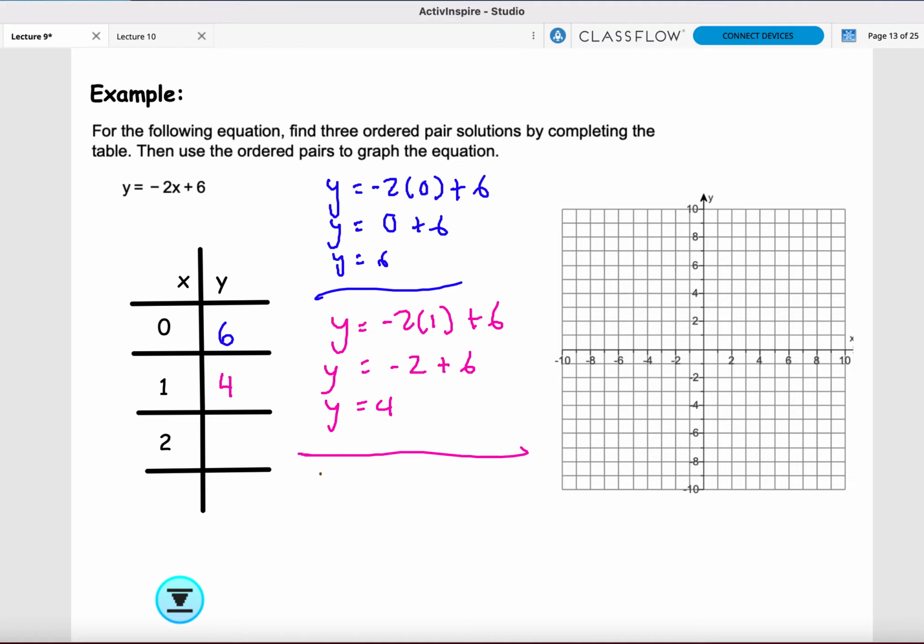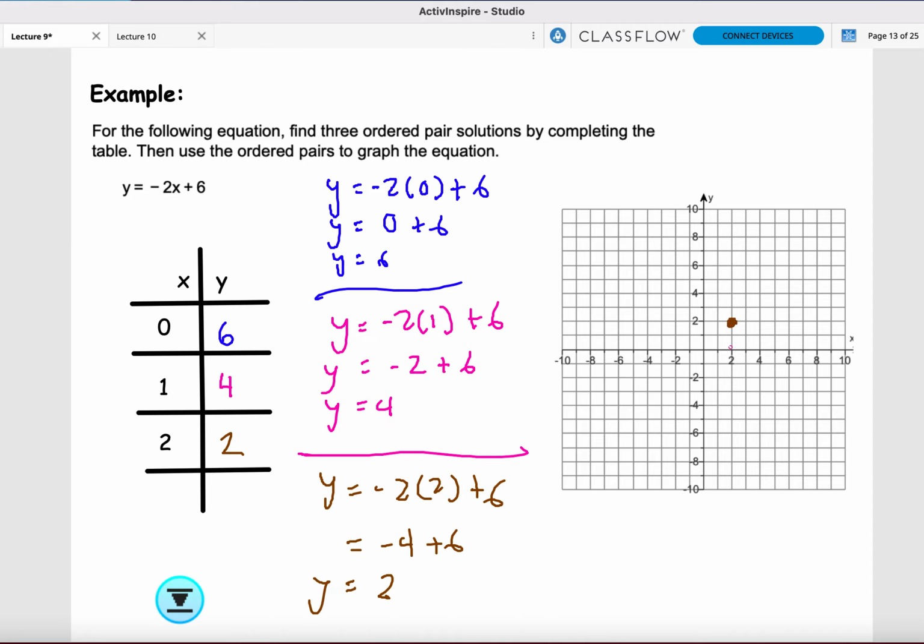brown. X is 2. So Y is negative 2 parentheses 2 plus 6. Go ahead and multiply the 2. Negative 2 times 2 is what? Negative 4 plus 6. You owe me $4, but you have 6, so you're still going to have 2 left over. So that's 2. So now we plot these points. X is 2, y is 2.